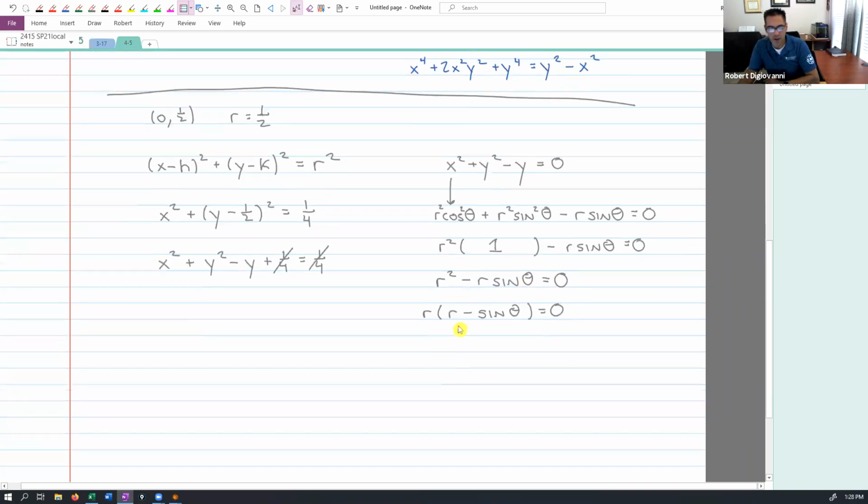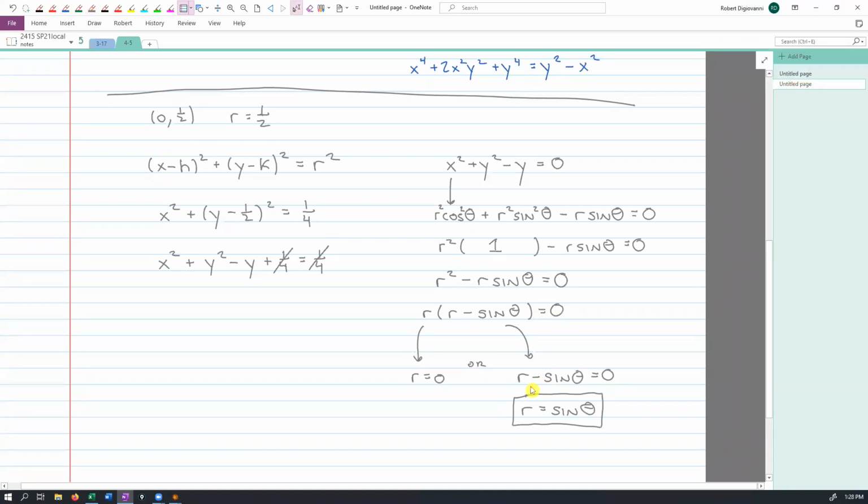And now you have two things that multiply to be equal to 0, so you set them both equal to 0. R equals 0, or r minus sine theta equals 0. And if I isolate r by itself here by moving the sine to the other side, look what we have. Oh, so it is a circle.